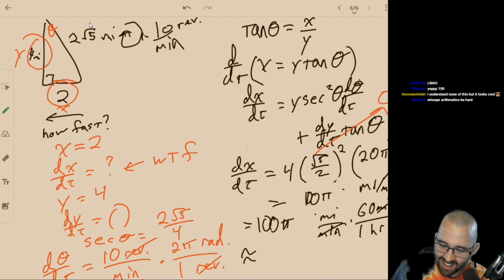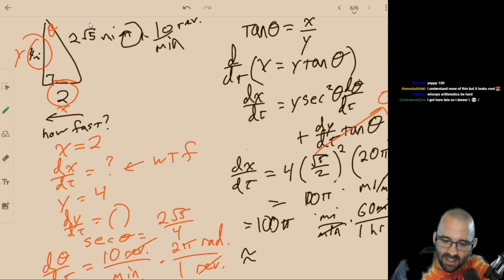Arithmetic is too hard for me, yeah. And then really our units are in miles per minute, right? That's the problem, is their units. So fast. 10 revolutions a minute. It's a revolution every 6 seconds. No, this might be right actually.